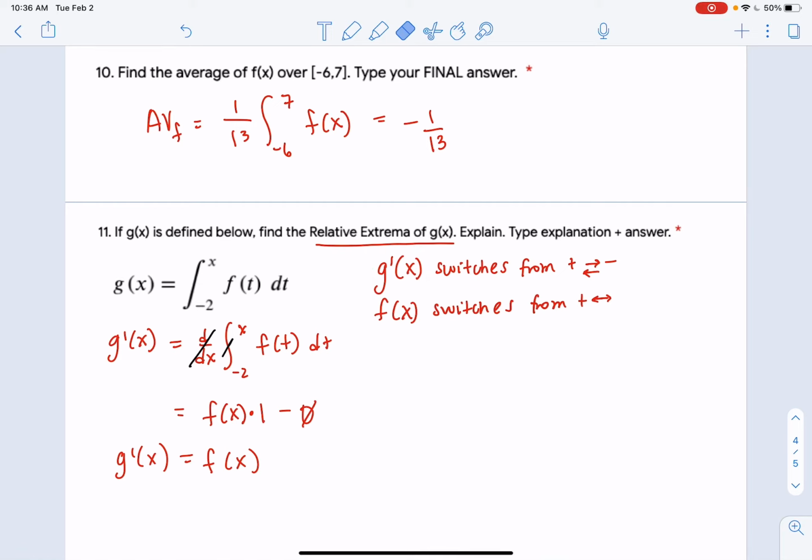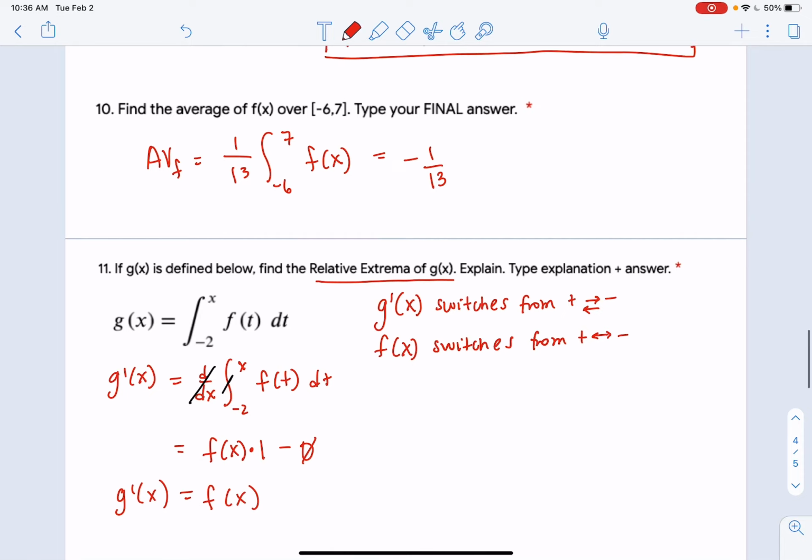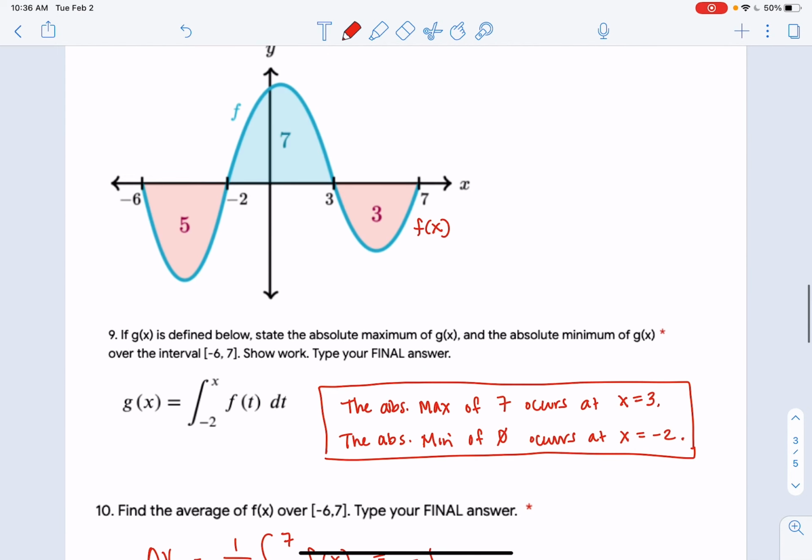We want to work with f, though, because we have the f graph. So where does f switch from positive to negative or negative to positive? Basically switches signs. Well, that happens here. f is negative, and then it's positive, so at -2. It also occurs at 3. It changes from positive to negative.